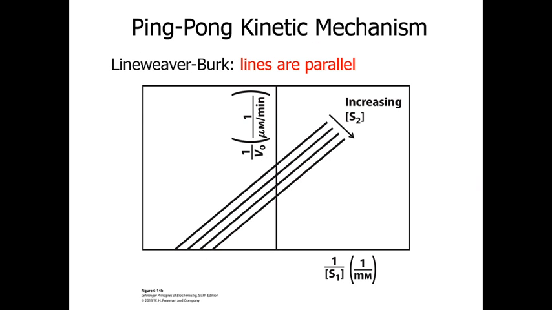The ping pong mechanism, on the other hand, is really straightforward to understand. Using a Lineweaver-Burk plot, if the lines do not intersect and are parallel, then it's a ping pong kinetic mechanism. So in this way, one can use enzyme kinetics to differentiate between different kinetic mechanisms.